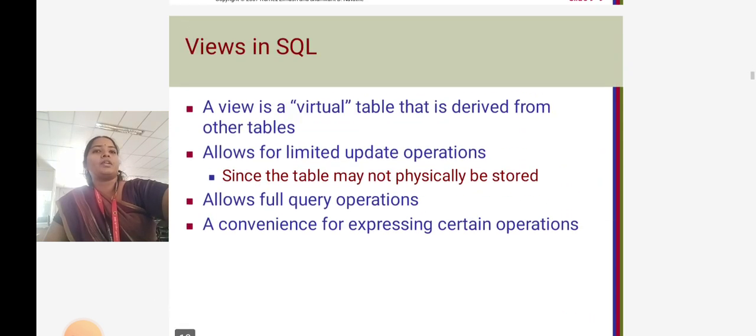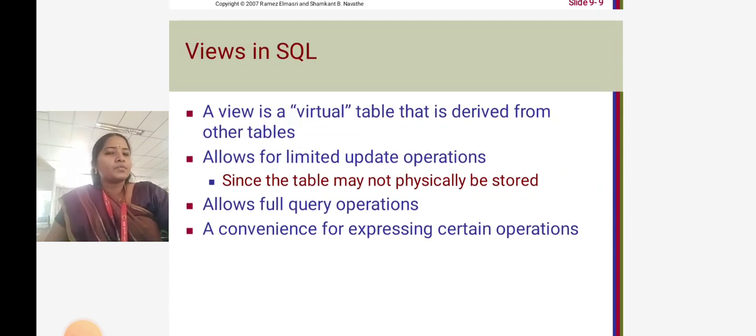Views in SQL. What are views? A view is a virtual form of a table, a table structure that is derived from other tables. It allows limited update operations only, since the table may not physically be stored. It allows full query operations, and is a convenience for expressing certain operations.